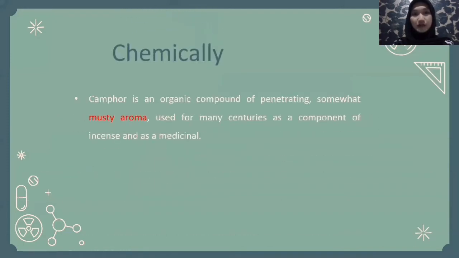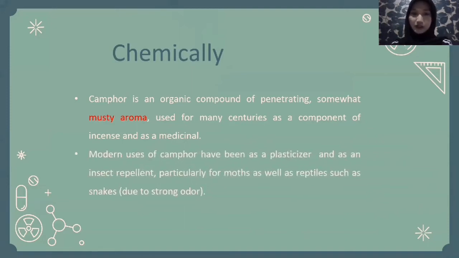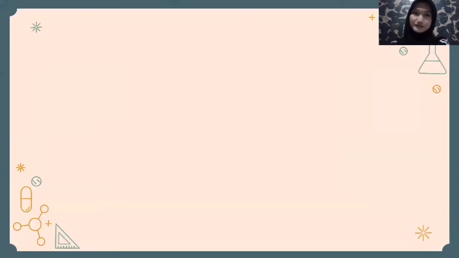The importance of camphor. Chemically, camphor is an organic compound which has a somewhat musty aroma and has been used for many centuries as a component of incense and medicine. In modern use, camphor has been used as a plasticizer and insect repellent, particularly for moths and reptiles such as snakes. This is due to its strong odor.